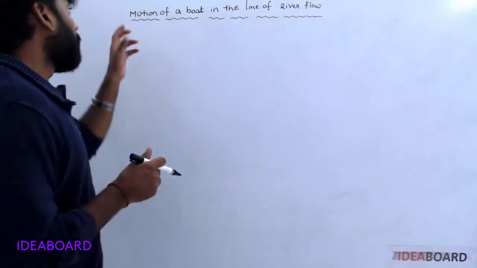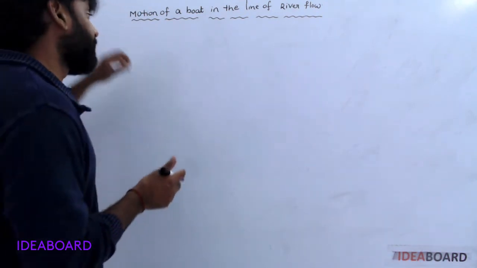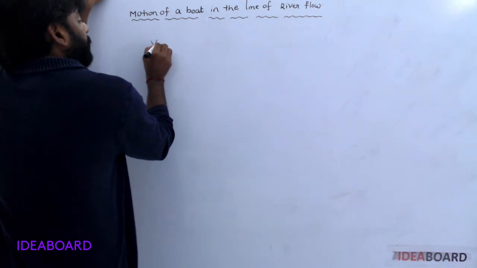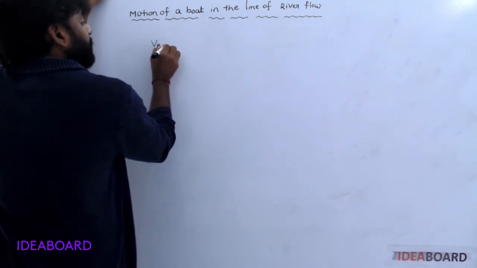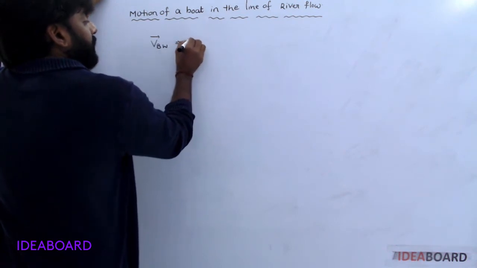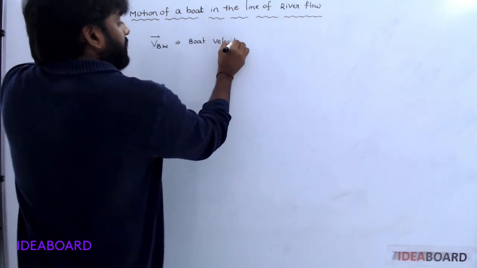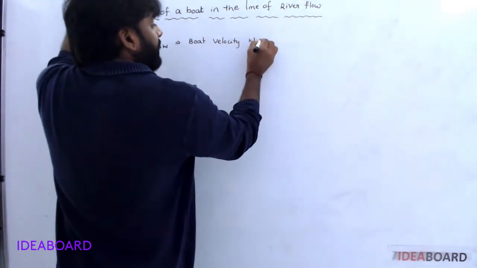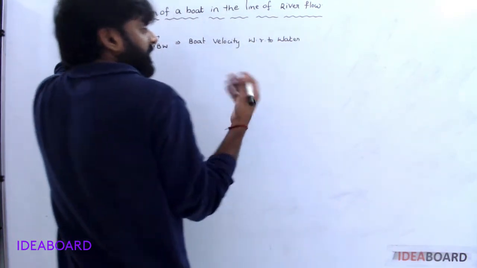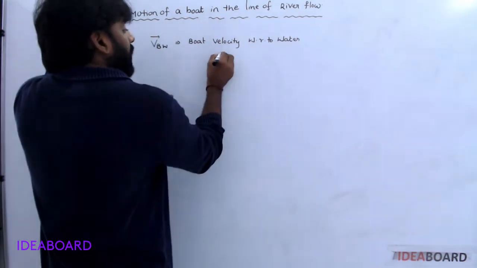Next topic, motion of a boat in the line of river flow. Here consider boat velocity with respect to water. What is this one here? Boat velocity with respect to water. That means with respect to river water, the flow of river water. Understood? V_bR.